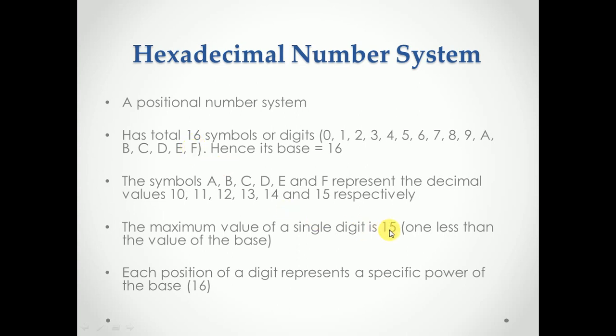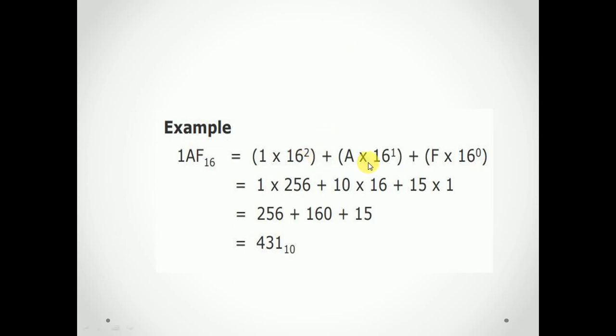The maximum value of a single digit is 15, that is one less than the base. The base is 16, so one less than base: the highest value of a single digit is 15. The values of A, B, C, D, E, F are 10, 11 to 15 respectively. Same, each position of a digit represents a specific power of base 16. So 16 raised to 2, 16 raised to 1, 16 raised to 0.